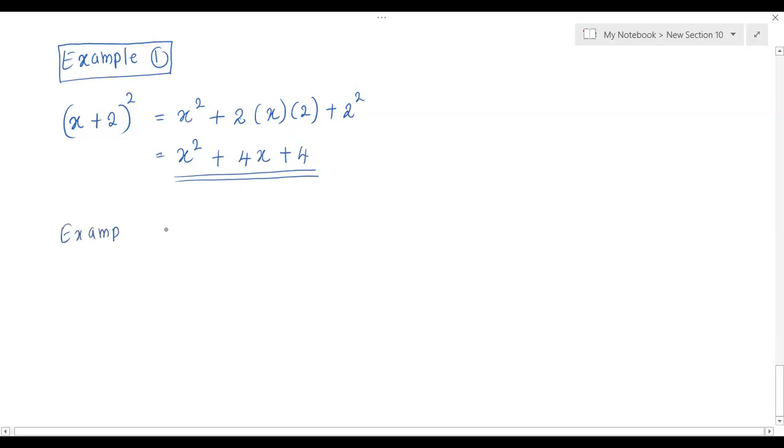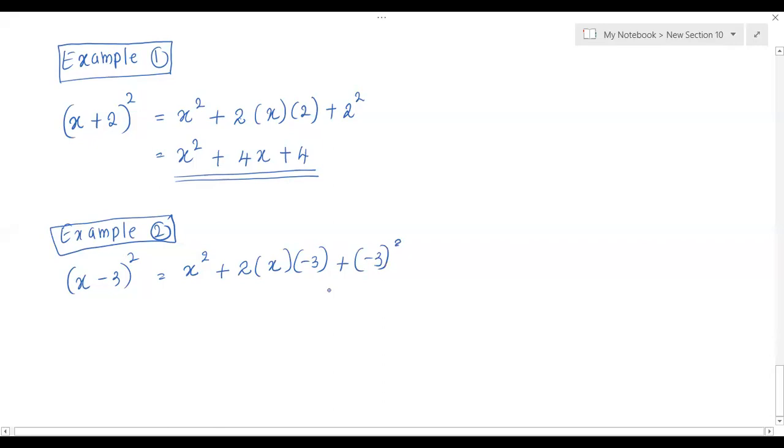Example 2. X subtract 3 squared. Then square of the first term, x squared, 2 times product of 2 terms, x into minus 3. Add square of the second term, then square of minus 3. Then x squared, 2 into minus 3, it is minus 6, minus 6 into x, minus 6x. Minus 3 squared, it is plus 9. Okay.